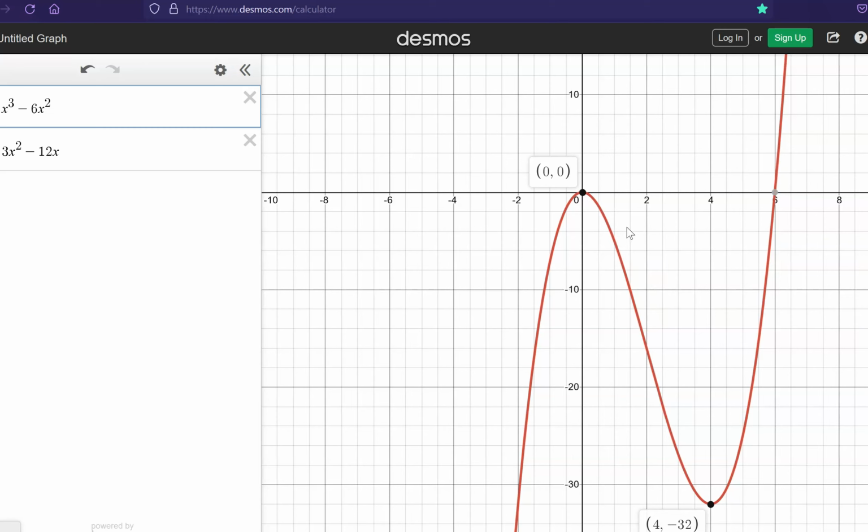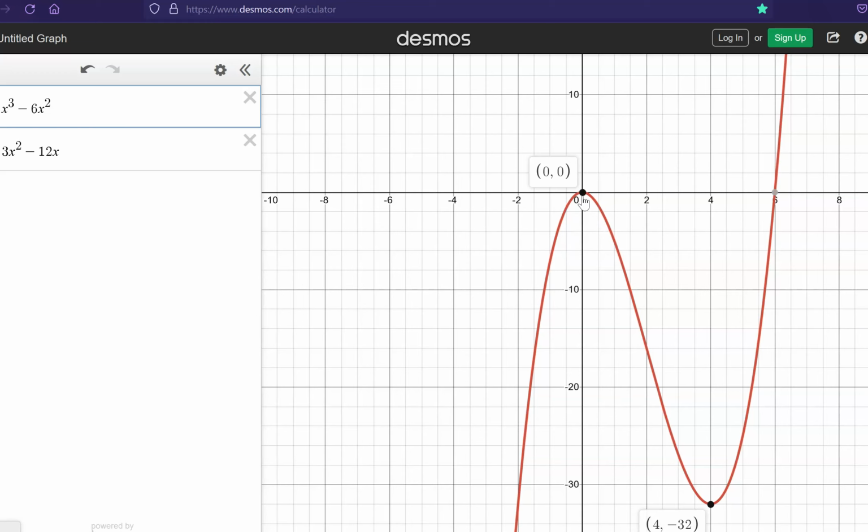Now there's no part of this function that's flat, or no part that looks like a constant function or a horizontal line. So we're not seeing any interval where f prime of x equals 0. However, we have coordinates where f prime of x equals 0. And those are the spots where we're changing from increasing to decreasing or decreasing to increasing.